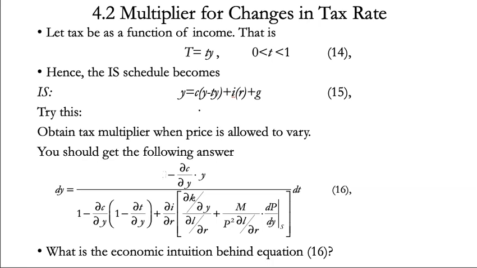Now we move to the multiplier for changes in tax rate. Tax is another type of fiscal policy tool. Now we want to look at tax as a function of income. That is given by expression 14. T, capital T here, equals small letter t times Y. And small letter t here is the tax proportion, which is between 0 and 1.